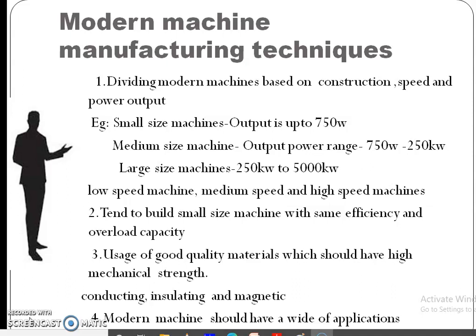For small size machines, up to 750 watts, we can say they are small size machines. For medium size machines, we can say 750 watts to 250 kilowatts. And for large machines, it is more than 250 kilowatts, and it may go up to 5000 kilowatts. Even we can have extra large machines of more than 5000 kilowatts. So these are the machines separated based on the power output.